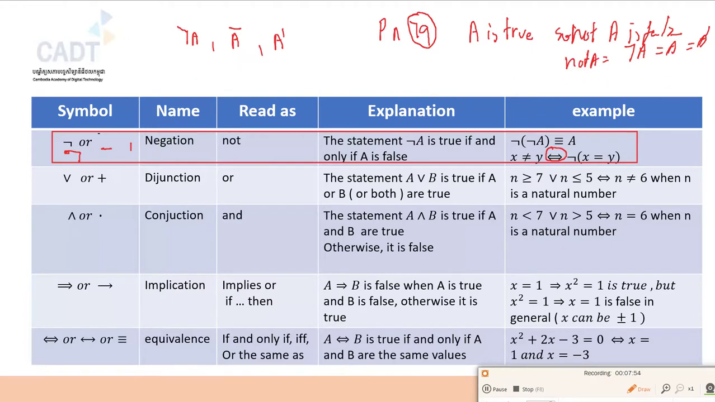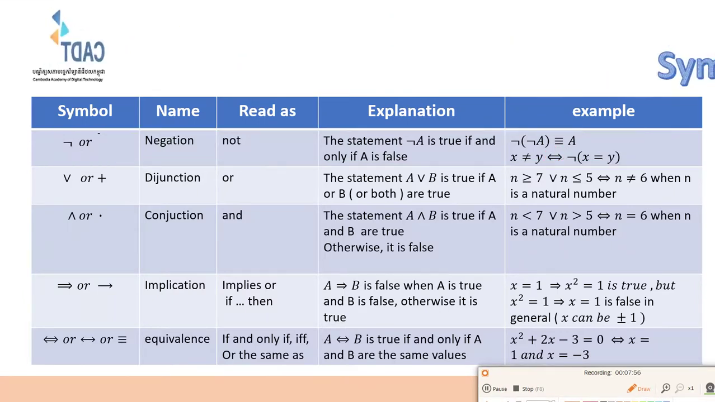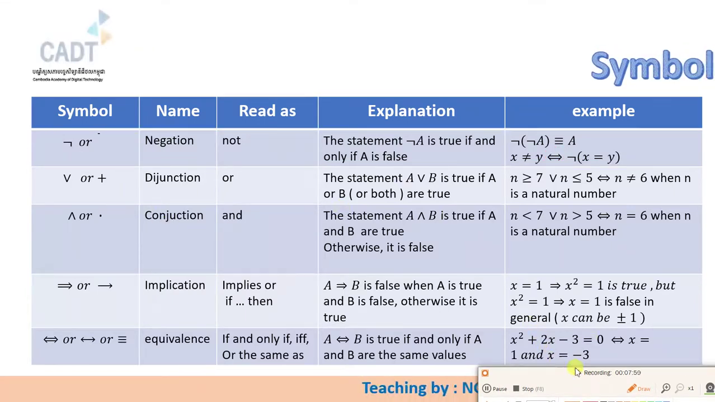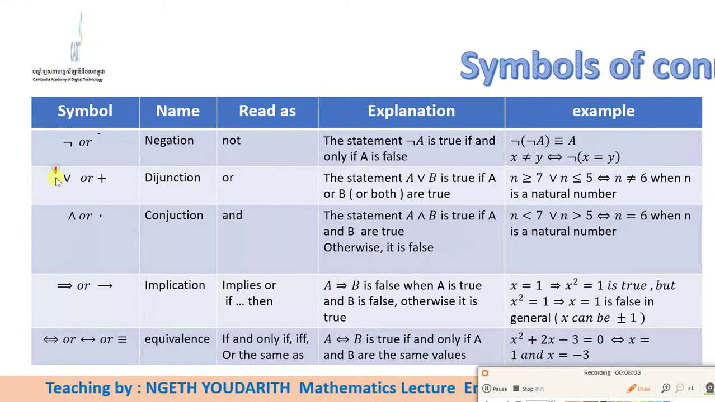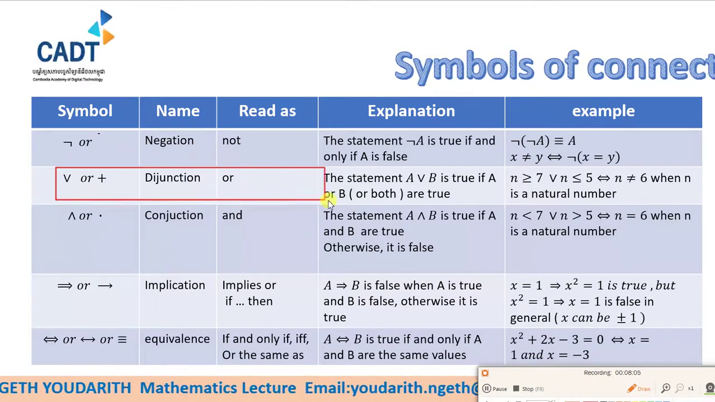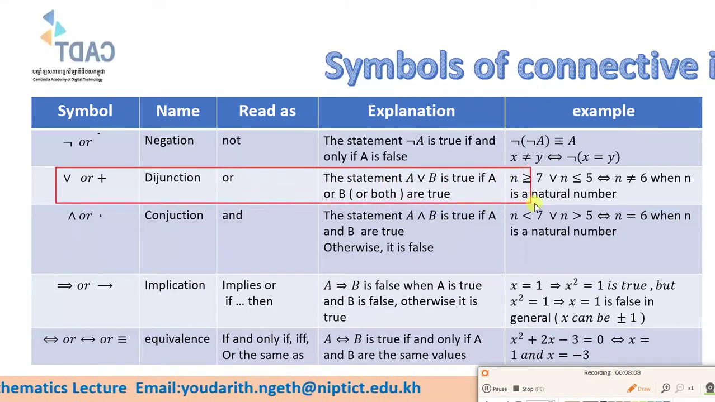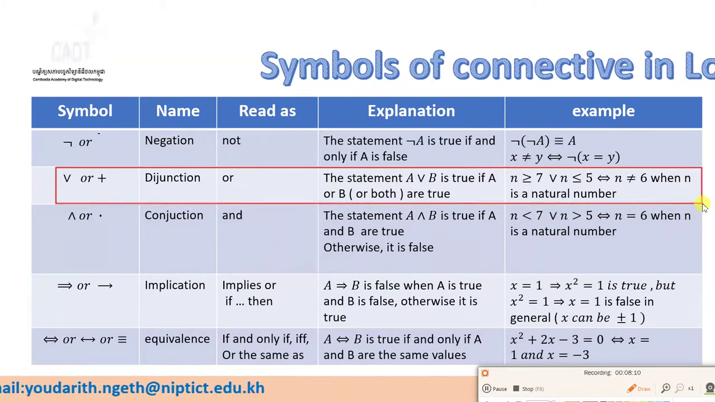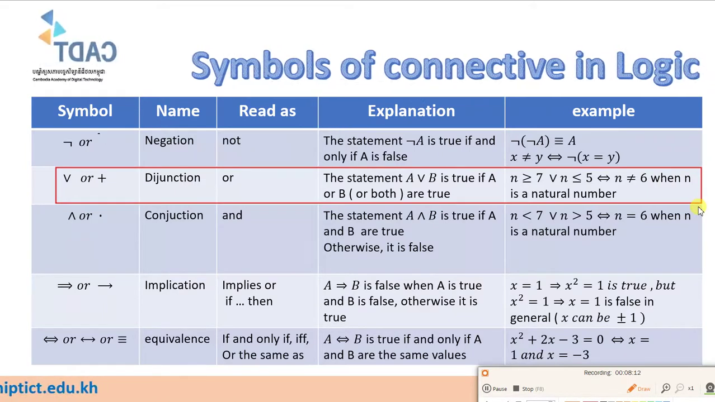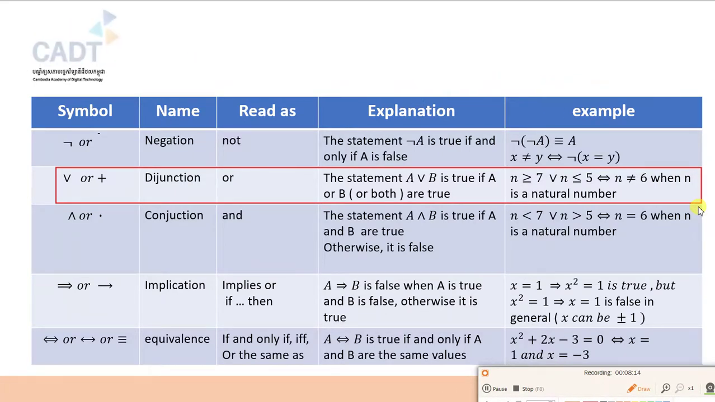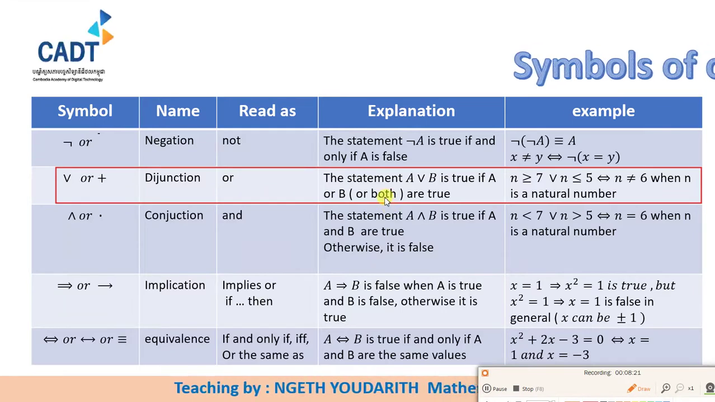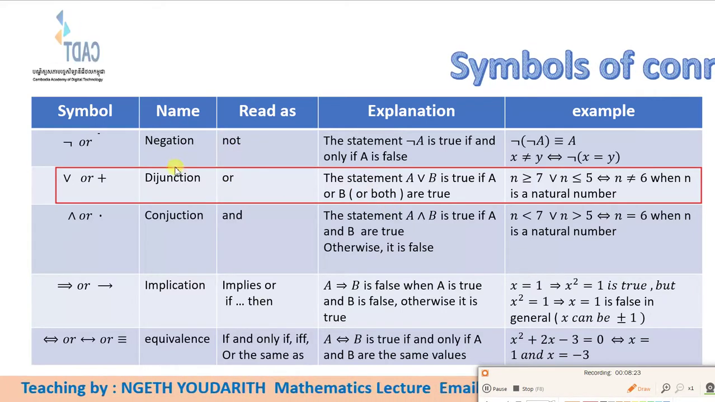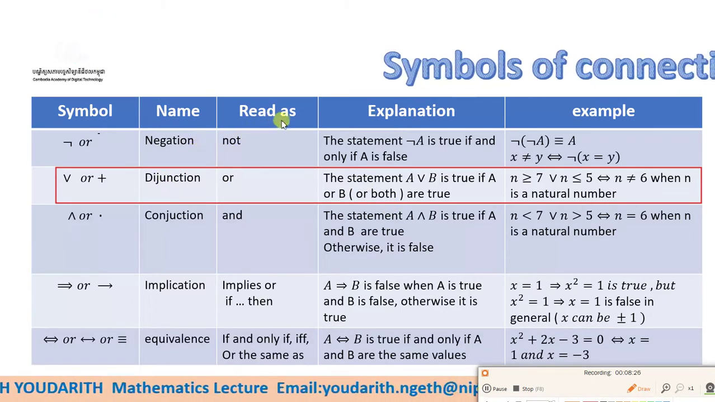And the next point is about disjunction. Disjunction means or. The name is disjunction, and we read it as or.